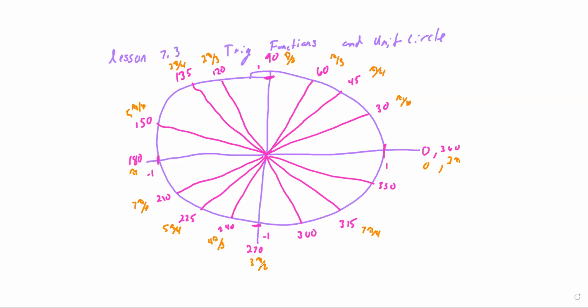This would then be 9 pi sixths, which would be 3 pi halves. This would then be 10 pi sixths, which is 5 pi thirds. This would then be 11 pi sixths. And then this would be 12 pi sixths, which is back to 2 pi. So there's all your degrees and all your radians. The best way is to start here and go all the way around to help you memorize them all.